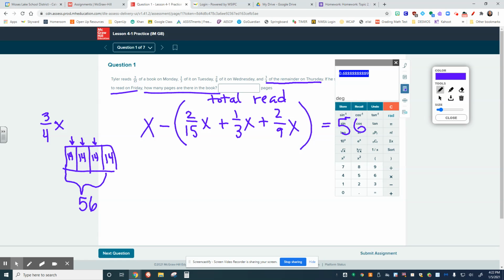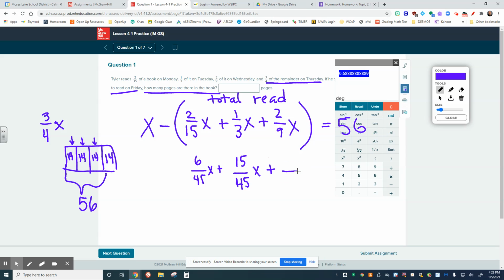So I need to be looking at a common multiple of 15, 3, and 9 that all these fractions can go into evenly. The first one that I can think of, the least common multiple, is 45. So for this first one, 2/15, 45 divided by 15 is 3, so 2 times 3 is 6. So I'll take 6x plus 1/3 as 45ths. 45 divided by 3 is 15, so 1 times 15 is going to be 15 45ths.